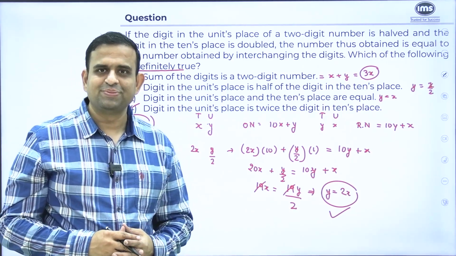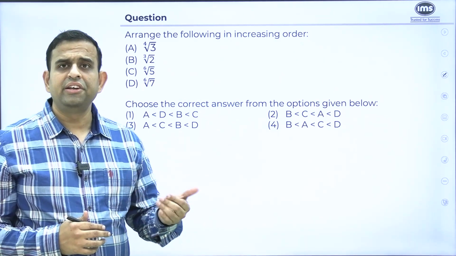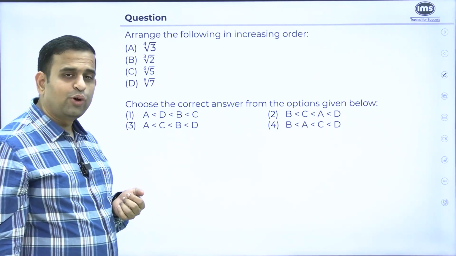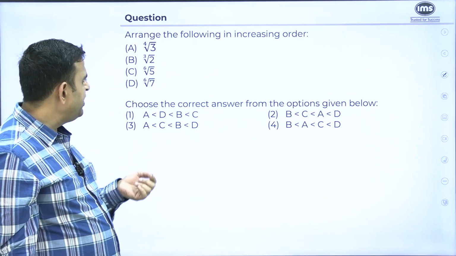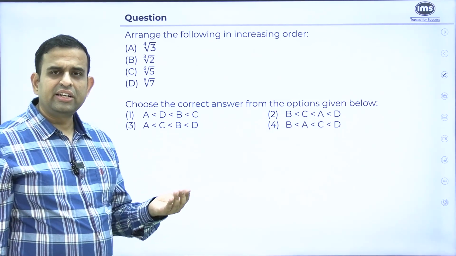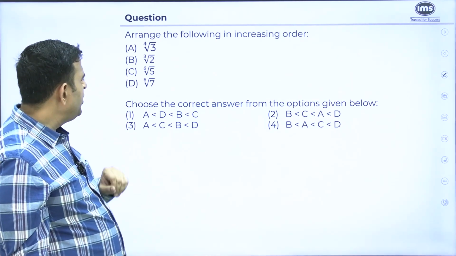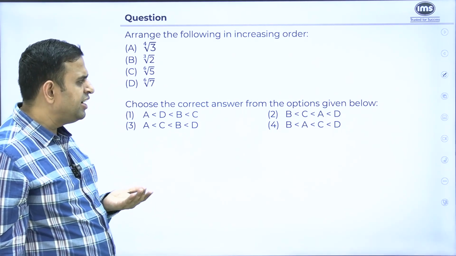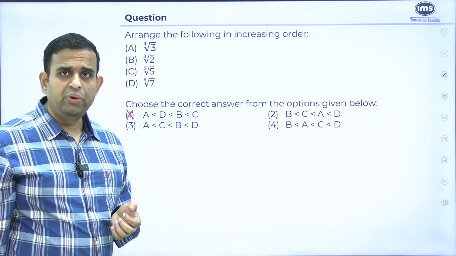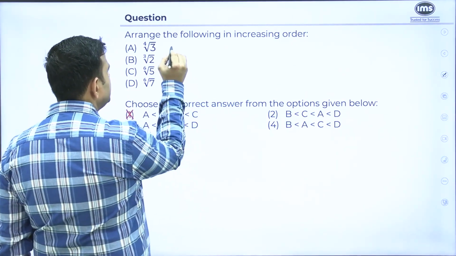In the next sum, the target is to arrange the numbers in increasing order, and we can see 4th root of 3, cube root of 2, 6th root of 5, and 6th root of 7. Clearly, when the radical signs are the same, it is very simple to compare. Like we can say C is going to be less than D. So if C is less than D, option number 1 basically would be out at this stage.